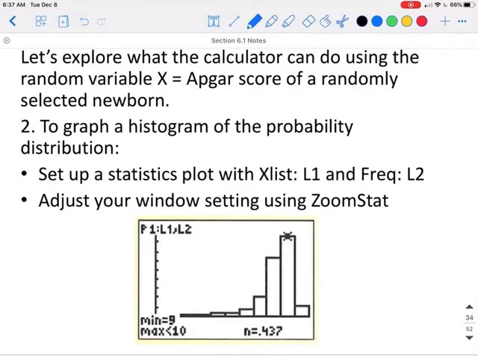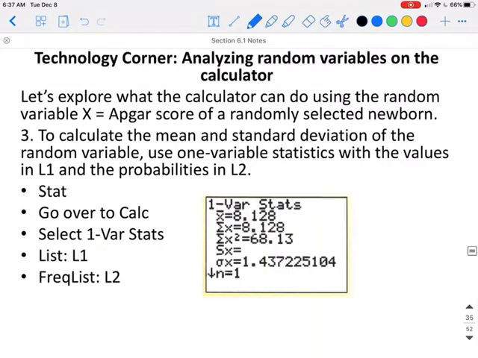your frequency in this case. Frequency is normally just 1, but you are going to change it to list 2. To do that, you can hit second and then the number 2, and that's your list 2. You can adjust your window by, remember, hitting zoom and then 9, and that will give you zoom stat.